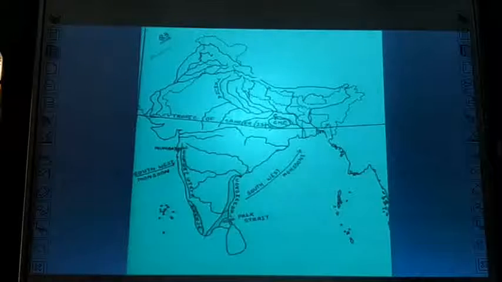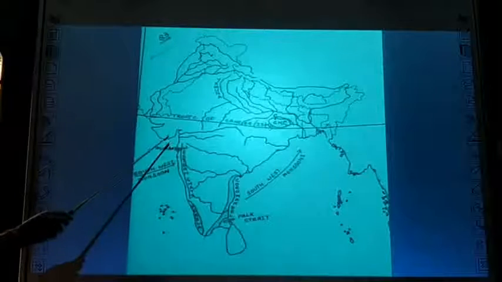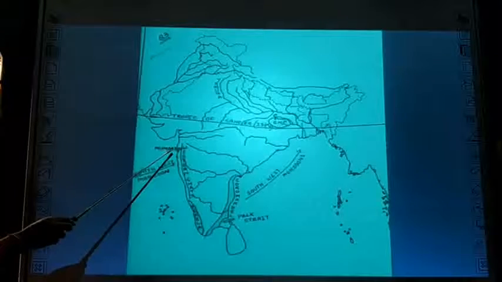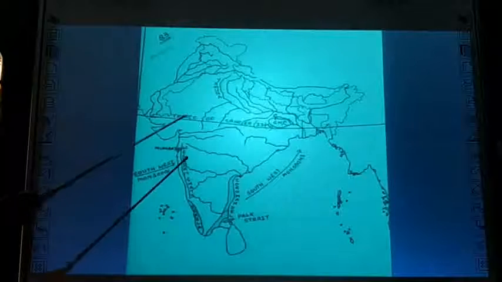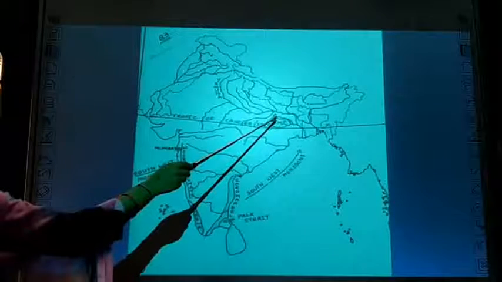Next, an important port city on the west coast of India. Well, Mumbai is the port on the west coast of India. Next, print C over the largest coalfield in India and name it. Again, Jharia. This is the region of Jharia.